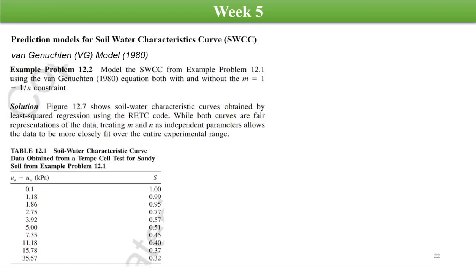Similar to the BC model and the Brooks and Corey model, we will do a similar exercise for the Van Genuchten model. The previous example which we solved, problem 12.1, we need to solve using the Van Genuchten model. You can solve it either with or without m equal to 1 minus 1 upon n constant. We'll just solve it for one case, where m will be equal to 1 minus 1 upon n. The values given here are the same as given for the previous problem.